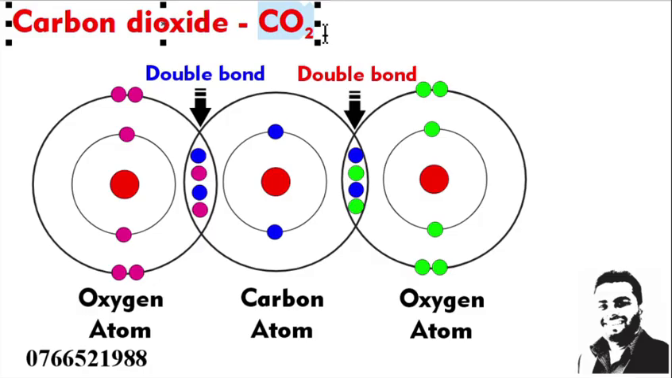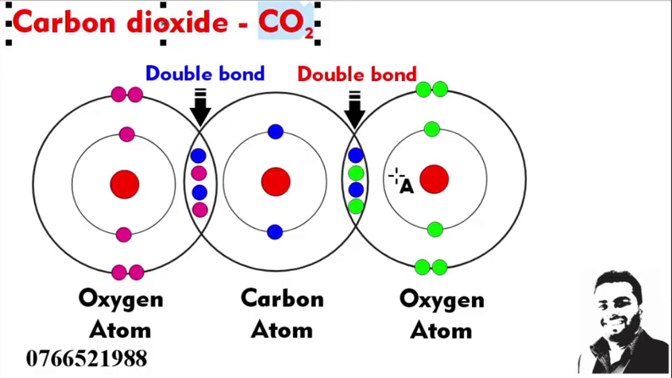Take a look at carbon dioxide. So the carbon dioxide has oxygen on either side of the carbon. Carbon needs 4 electrons to get shared. From each oxygen they take 2 electrons, and they have made double bonds here.